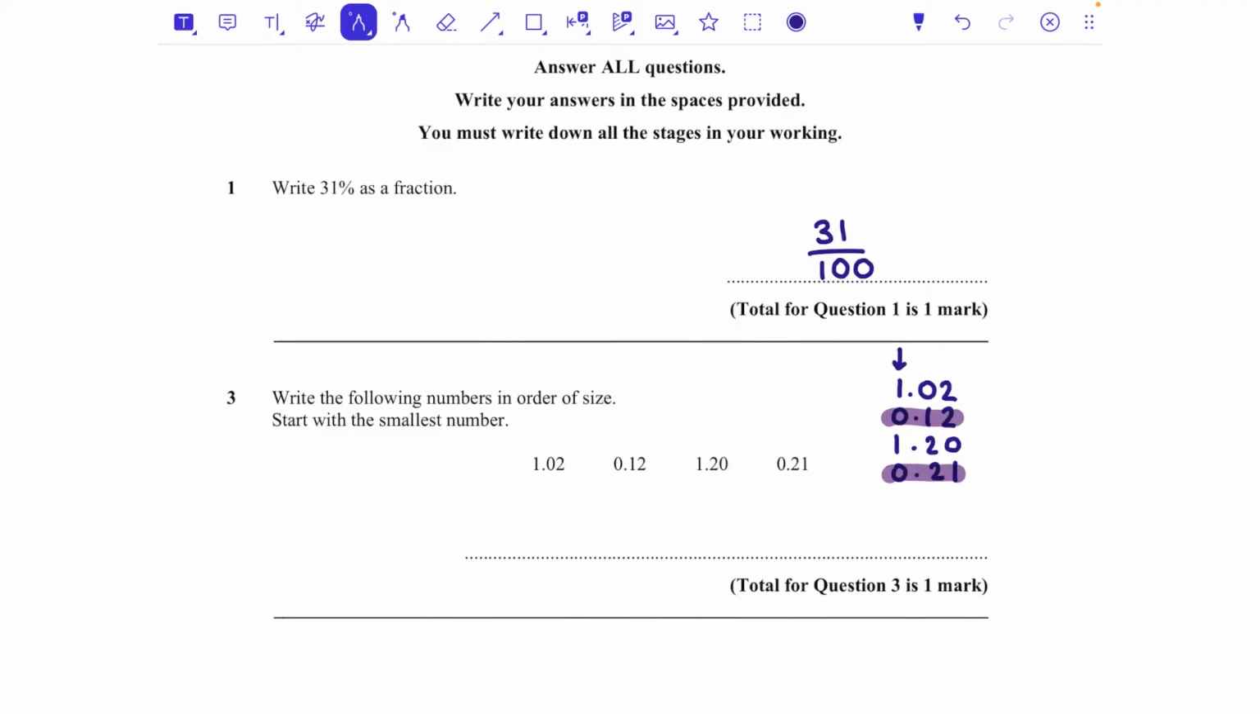Then we're going to go over to the next column. And of those two, you've got a 1 and you've got a 2. So this one is going to be our smallest, 0.12, followed by 0.21. Then we're going to look at the other two numbers. They've both got ones in the ones column, and then if you go over again, it's a 0 or a 2. So this one here at the top is going to be smaller, 1.02, and then 1.20 or 1.2. That's your final answer for that one, in order, starting with the smallest number.